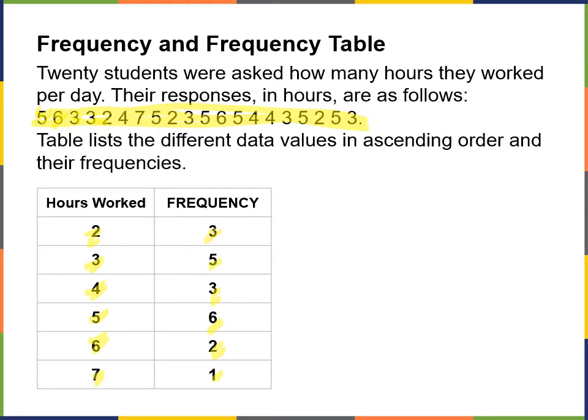Just by looking at this chart, we can see that most people worked 5 hours, and 3 hours was the next most. It was pretty spread out. Most of it's kind of in the middle, a little less on the ends. But you start to get an idea of what your data looks like in a frequency table like this. So it's just a way to organize your data.